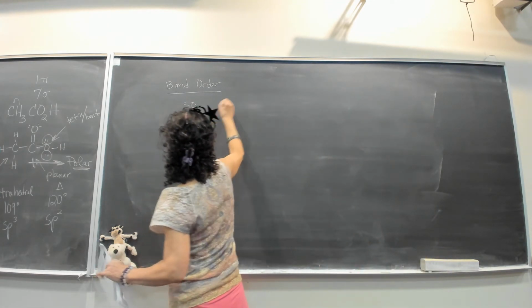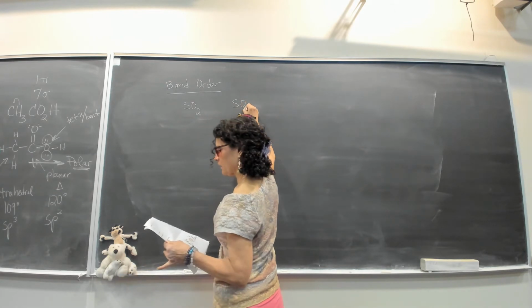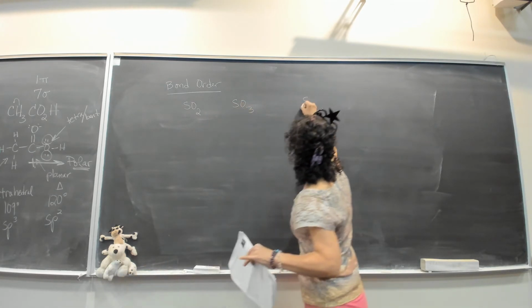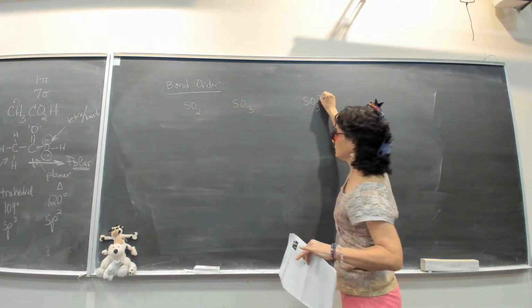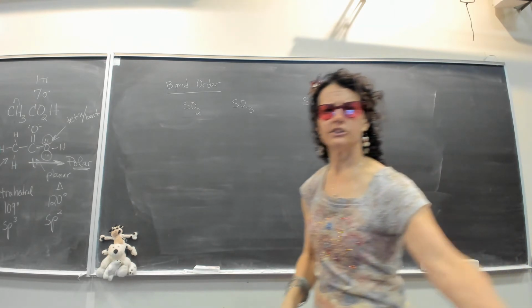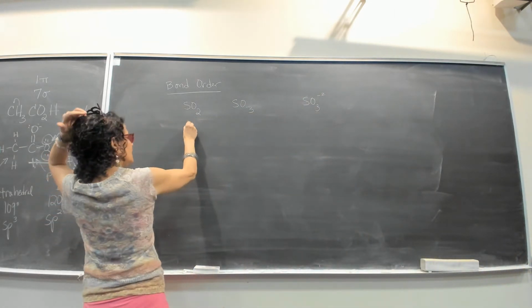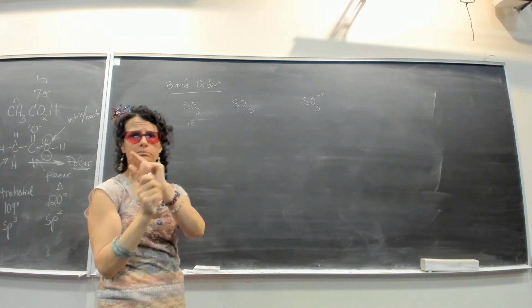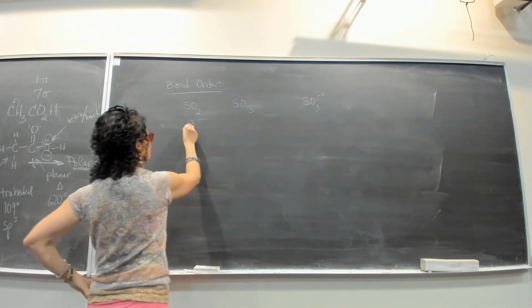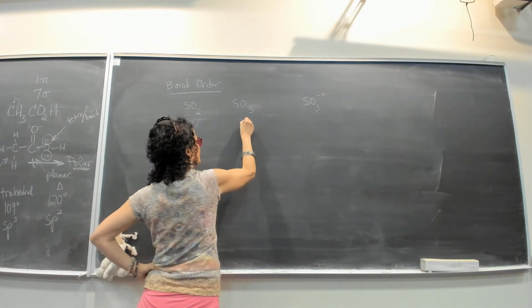So let's just do it with an example. So we need Lewis structures for each of these. So count your electrons and make your Lewis structures. So pause me, draw your Lewis structures, and then you can start me up again.